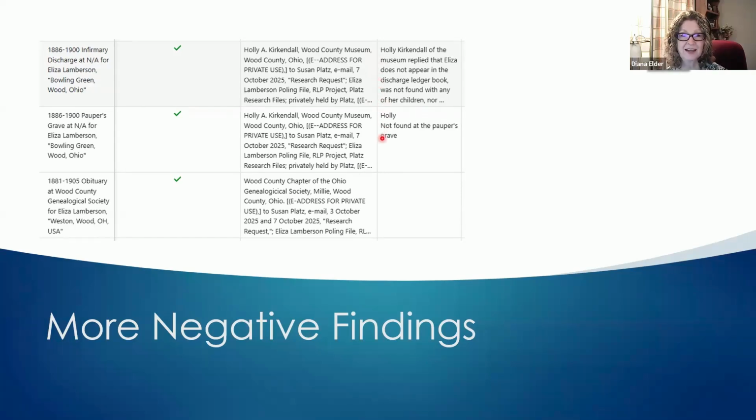And then another request to see if she was at a pauper's grave. And again, this was through the museum there. And then I'm looking for an obituary at the Ohio Wood County chapter of Ohio Genealogical Society. So you can see lots of really good research into some unique record types and some unique on-site searches that we could do. And I love that this wasn't just, well, she's not in death certificates or online research, but really digging deeper.